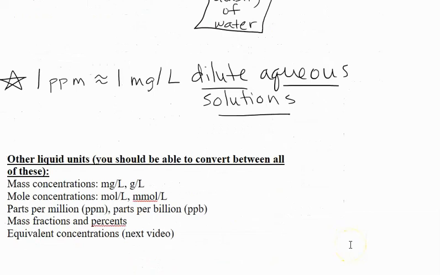So you should be able to convert between many different types of liquid concentrations, including mass and molar concentrations and parts per million, which I talked about here. You should also be able to convert between those and mass fractions and percents, and also equivalent concentrations, which I'll talk about in another video. So that brings me to the end of this installment of converting between liquid units.